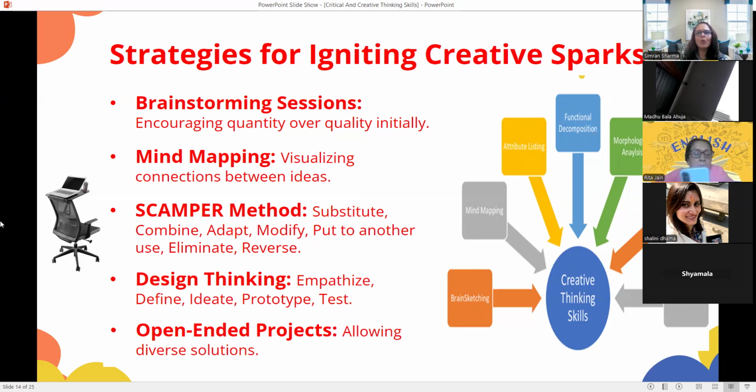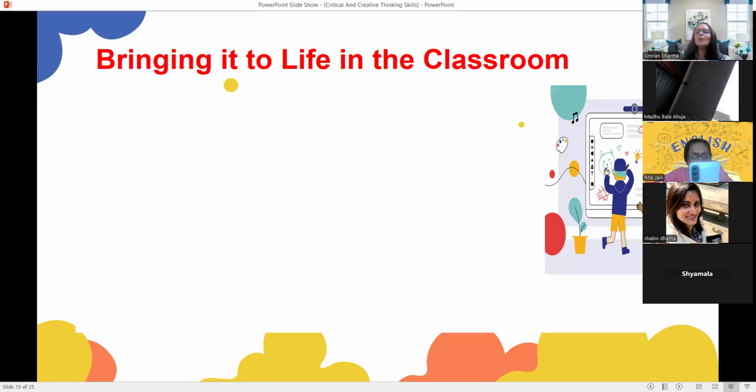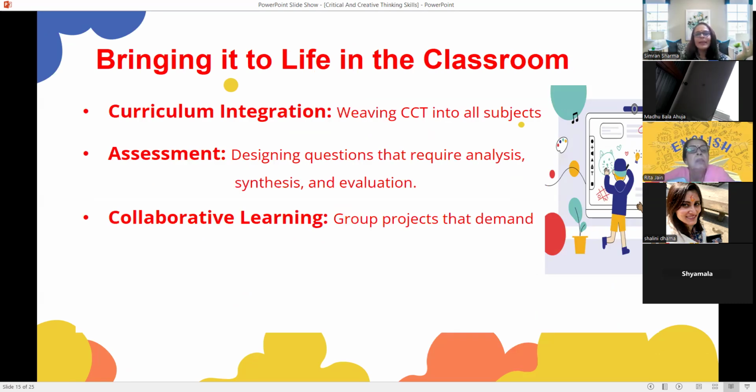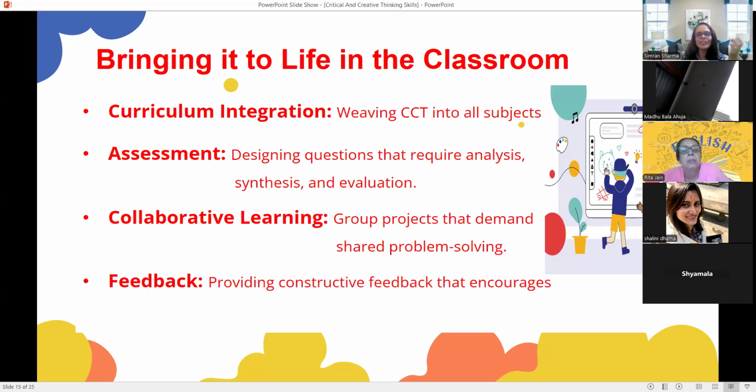Always have open-ended projects, and allow students to have diverse solutions. How to bring it to the classroom? By incorporating it into your subjects. Have proper assessment which requires analysis, synthesis and evaluation-based questions. Motivate students to go for group projects because that helps them understand each other and come to a very viable and productive solution. Always give constructive feedback that encourages deeper thinking.